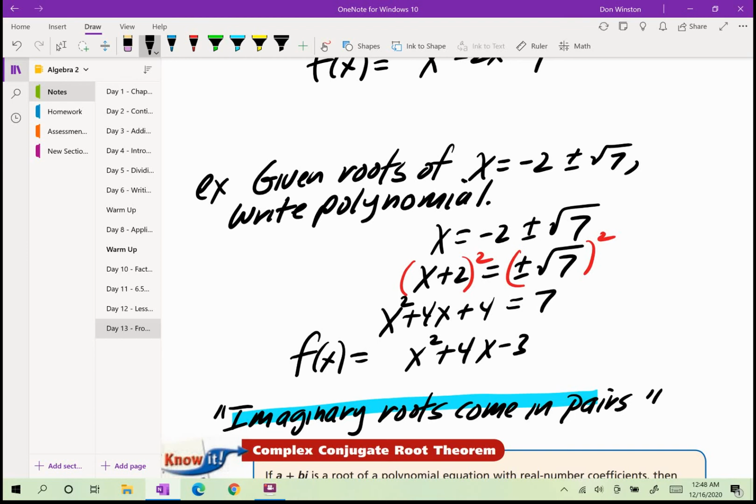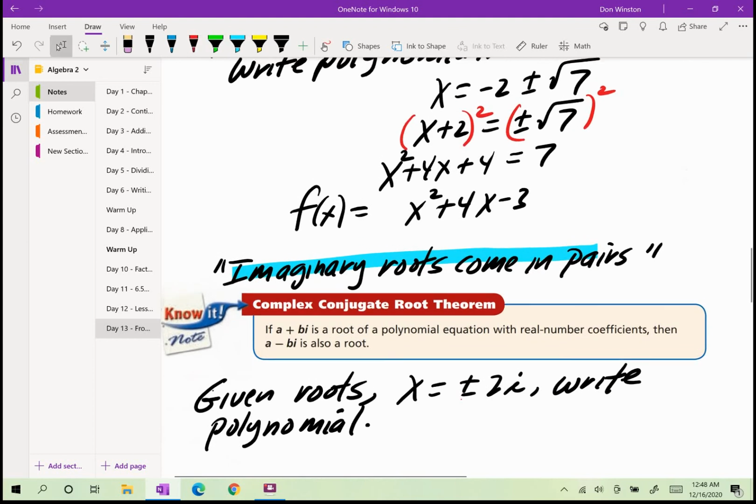And there's my polynomial, guaranteed to give me roots of negative 2 plus or minus root 7. So again, irrational roots, they always come in pairs.